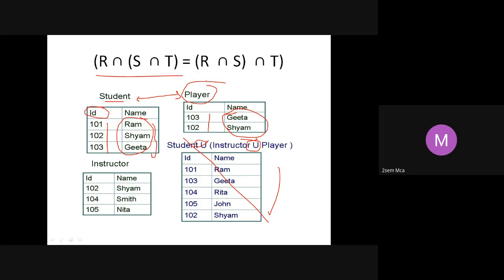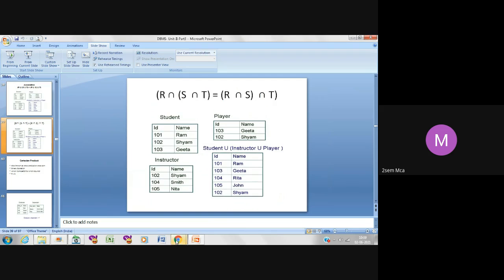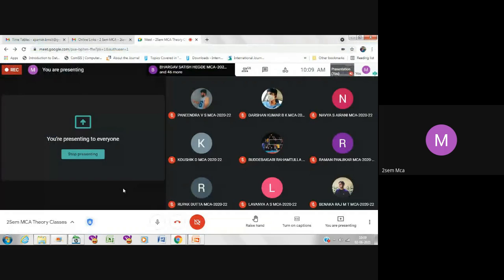The second condition for union compatibility is what? The degree of the relation has to be the same for both the tables. Degree of relation means number of columns. How many columns we have in student? 2 columns. How many do we have in player? Player also 2 columns. So the degree of both the relations are the same. So both these conditions are satisfied. So they are union compatible. Hence you can apply intersection. Am I clear? Yes, ma'am. Any doubts, anybody? Any questions before we go into the further topics?